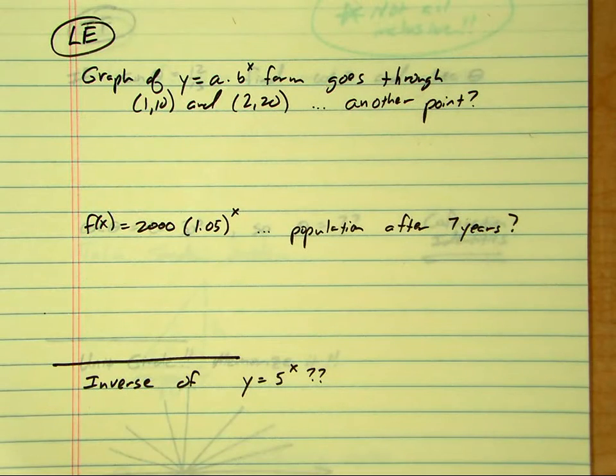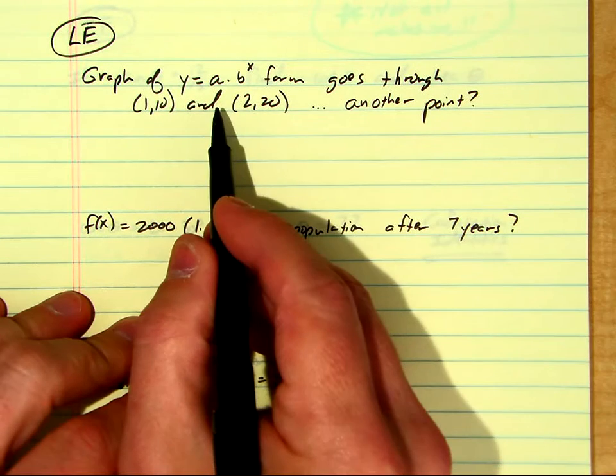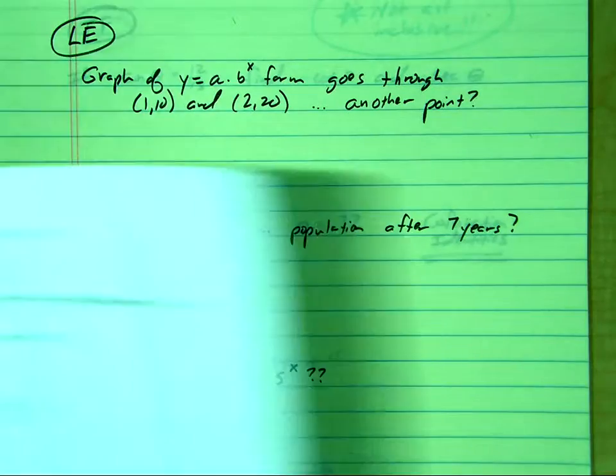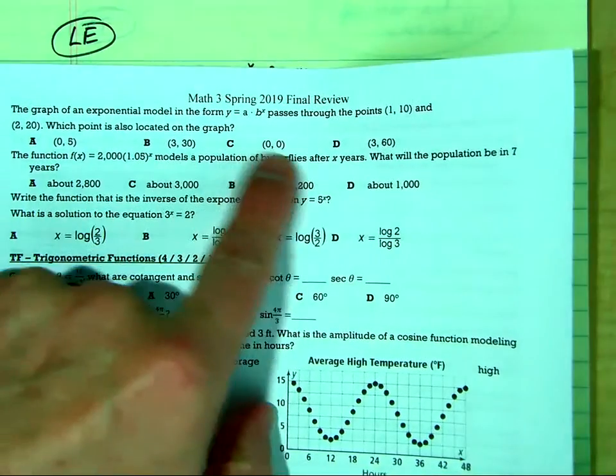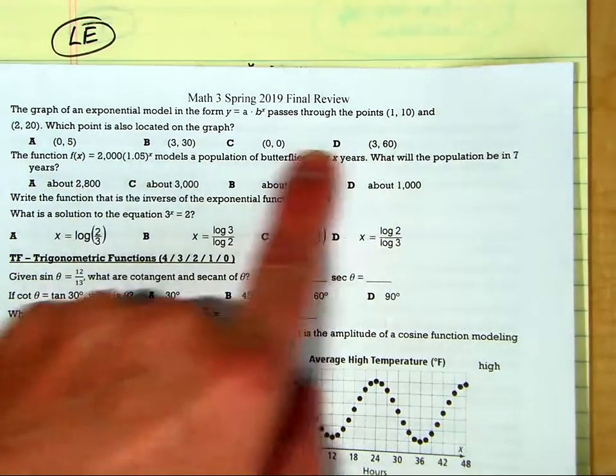This was a concept question from the first test. This was about exponentials, about how they find the actual rate for A and B. It tells you a graph of this form, an exponential, goes through these 2 points. What's another point on the graph? And on the test, it gave you multiple choice, like this. Okay? But we're not going to do that. We're going to figure out the points on our own.